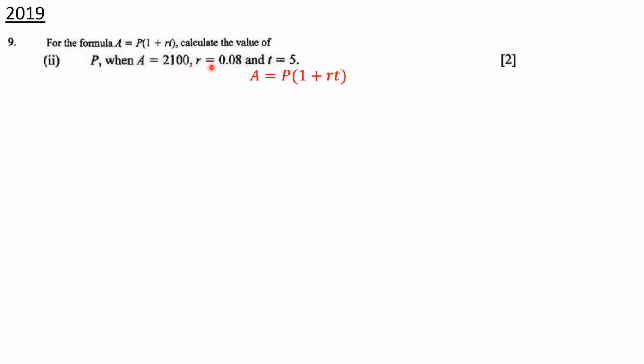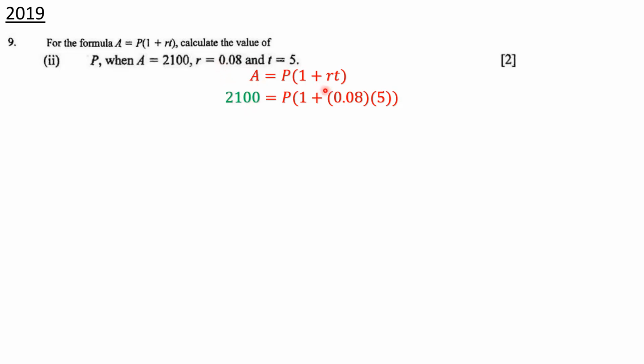So wherever we see A, we're going to put 2,100. Wherever we see R, we're going to put 0.08. And wherever we see T, we're going to put 5. And so let's do the replacing. Remember, A is equal to 2,100.